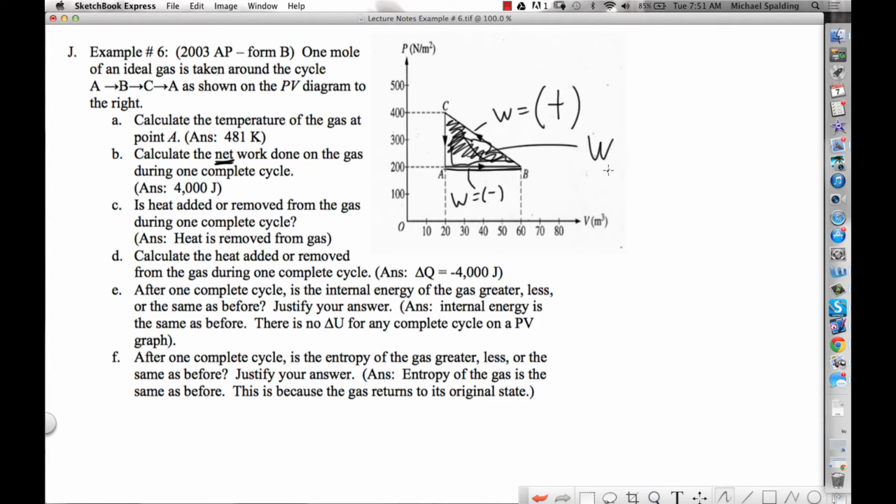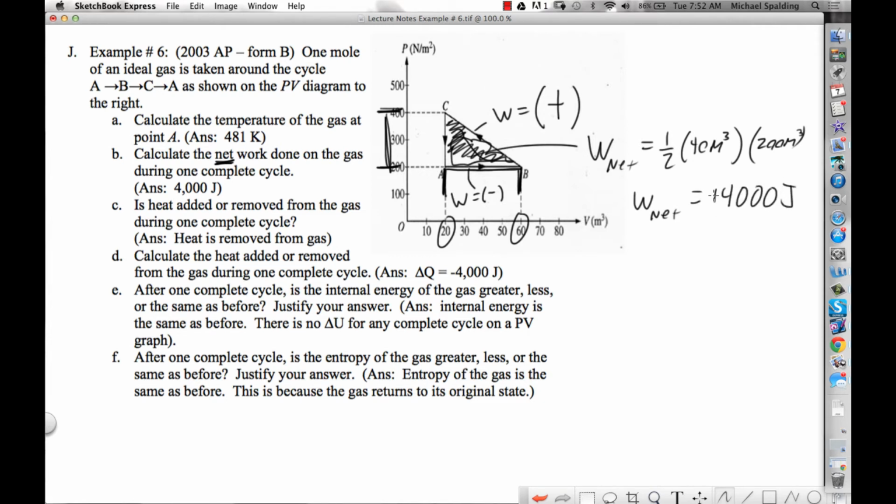So to find the net work, you just go 1/2 base times height. So the base of that is 40, right? From here to there, from 20 to 60 is 40 cubic meters. And then the height from here to there is 200. So this comes out as 4,000. And it's plus. Why is it plus? Because B to C does more work than A to B, right? Okay, so the net work is 4,000.